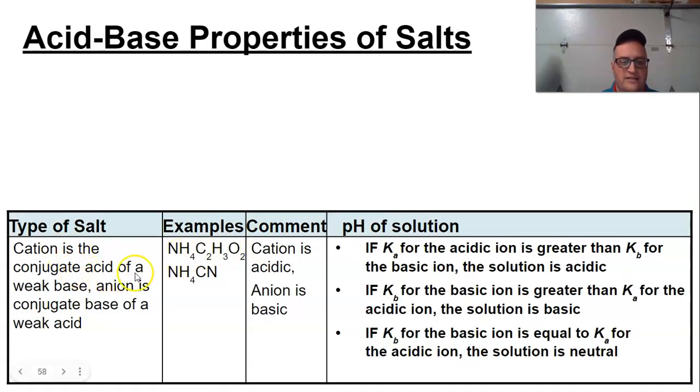Cation is conjugate acid of a weak base. Anion is a conjugate base of a weak acid. So again, got your ammonia going on along with your weak acid, acetic acid, or HCN. Acid and base. Now this is where the fun begins, right? So if the Ka is greater than the Kb, the solution is acidic. Kb is greater than the Ka, it's basic. If it's equal, it's neutral.